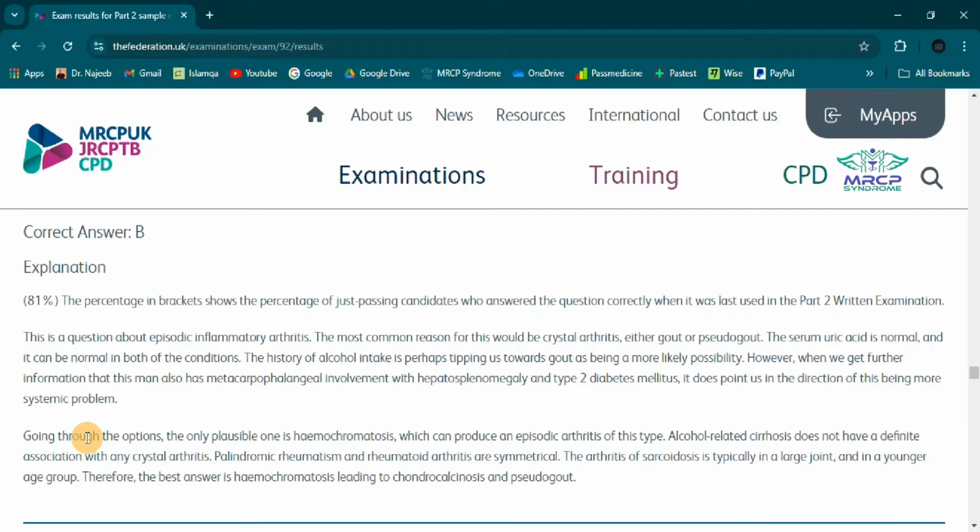Alcohol-related cirrhosis does not have a definitive association with any crystal arthritis. Palindromic rheumatism and rheumatoid arthritis are symmetrical. The arthritis of sarcoidosis is typically in a large joint and in a younger age group. Therefore, the best answer is hemochromatosis, leading to chondrocalcinosis and pseudogout.